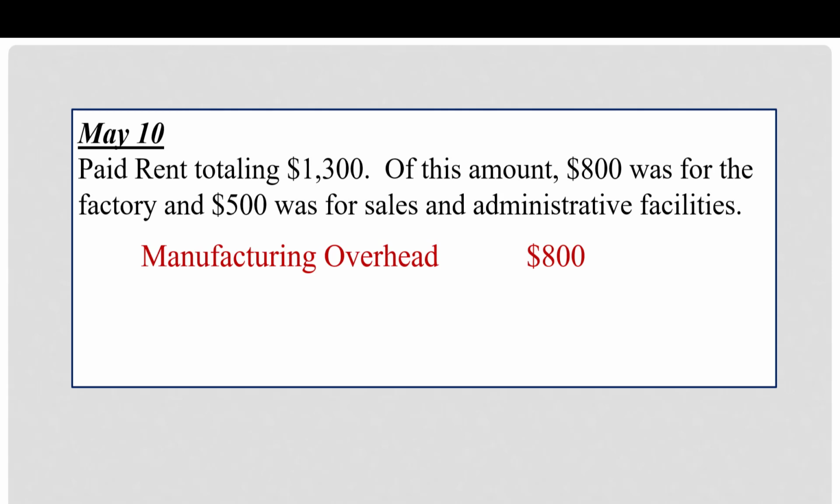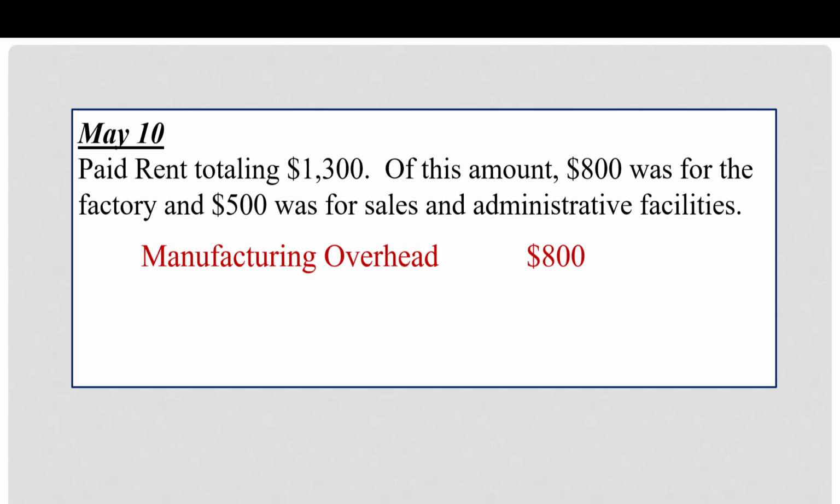The process you would go through is to ask yourself, is this product or period? Well, it's product cost. Is it direct material? No. Is it direct labor? No. Then it must be manufacturing overhead. That is the definition of overhead cost. Product costs that are not direct material and they're not direct labor.